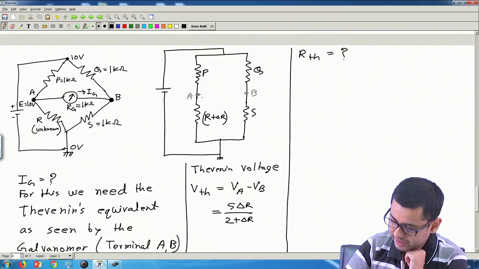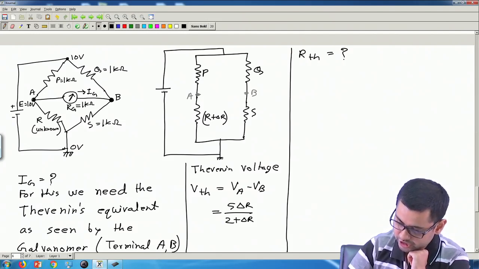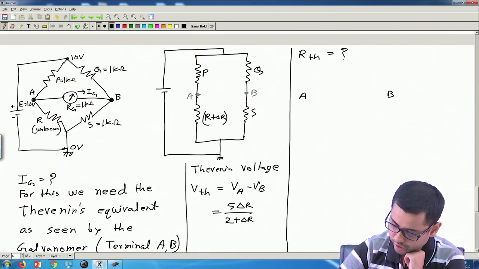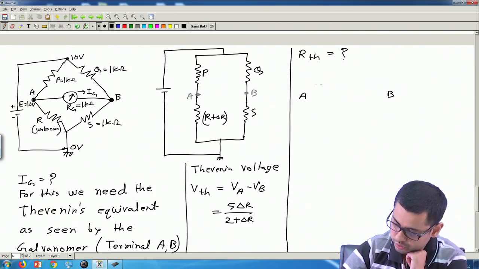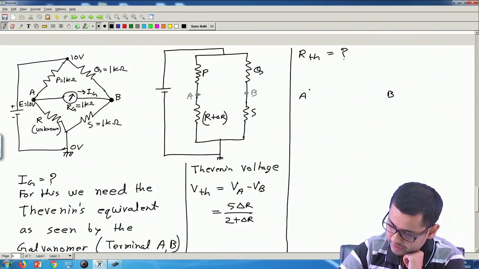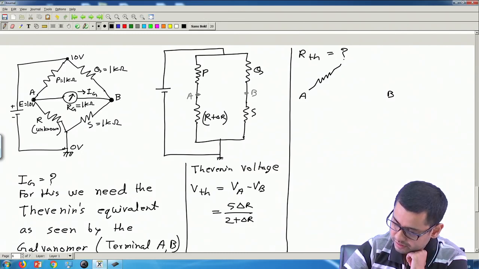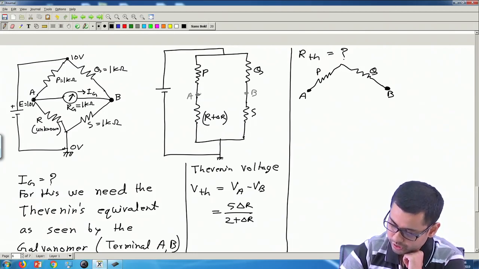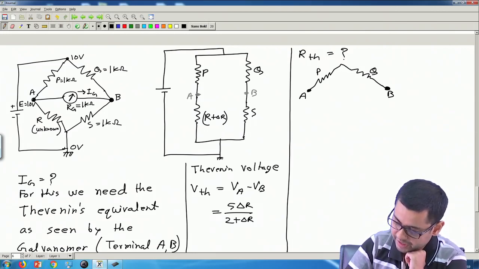Okay. So, for that we have to remove this source. So, you have to short circuit this source, and if we short circuit this source, then starting from terminal A, let us write terminal A and terminal B here. So, from A we have P and Q. So, let us draw it like this: P and then Q. This goes to terminal B from terminal A.